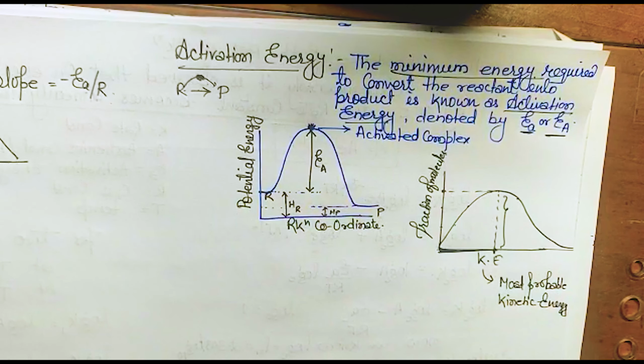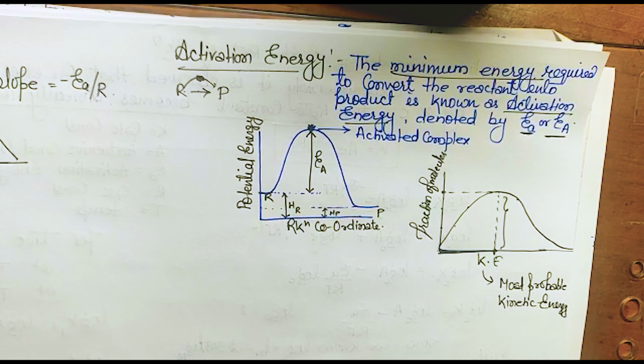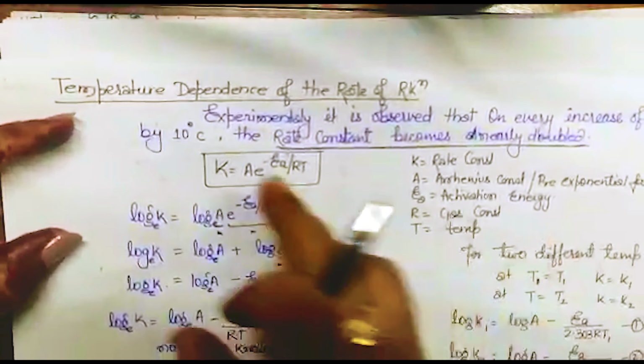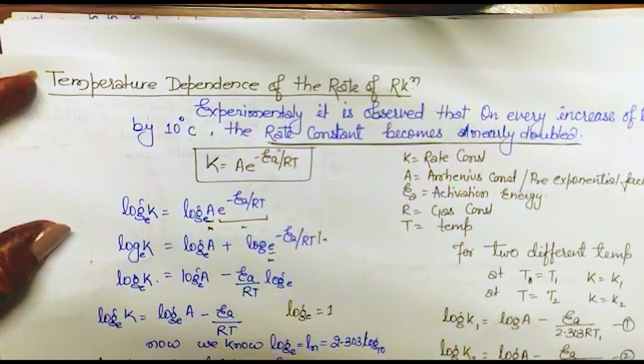Okay, now next thing we have to check is how the fraction of molecules and kinetic energy graph looks at T and T plus 10, that is, how the graph changes on every 10 degree increase, so that we will do. So as I told you, on every 10 degree increase in temperature, the rate constant becomes doubled.